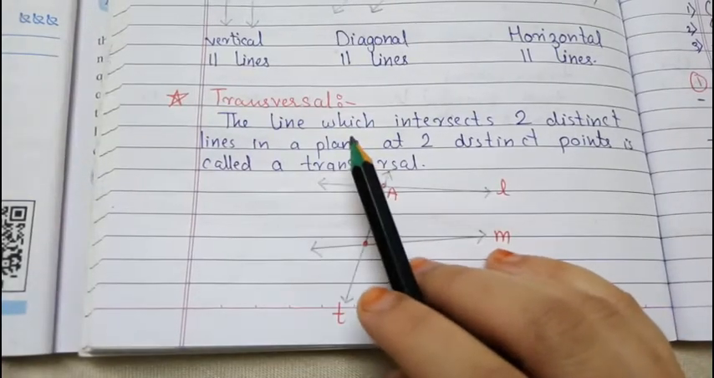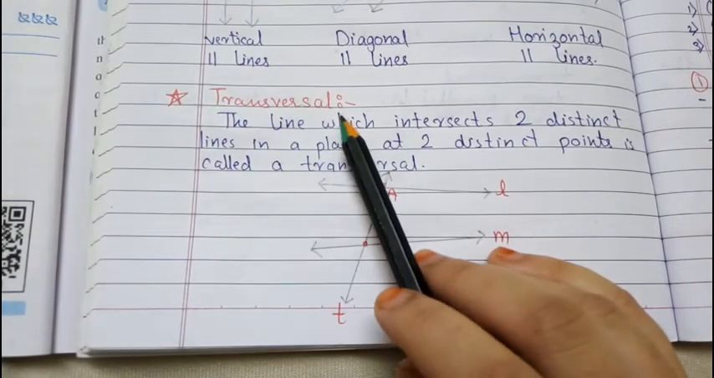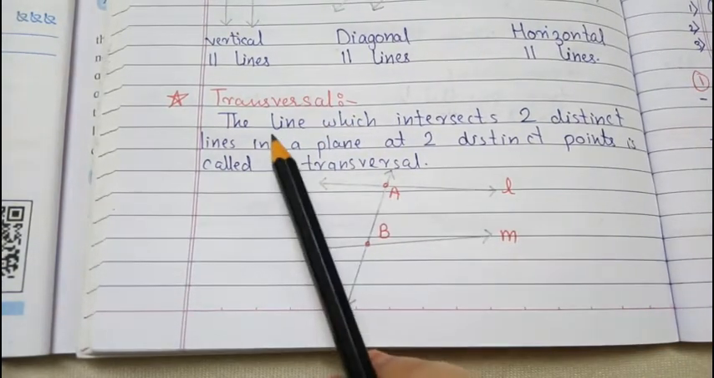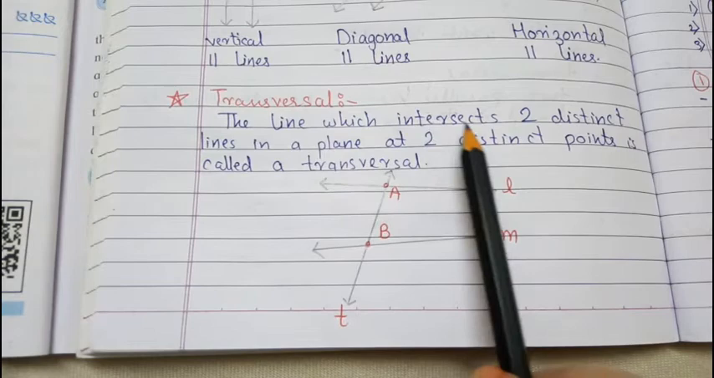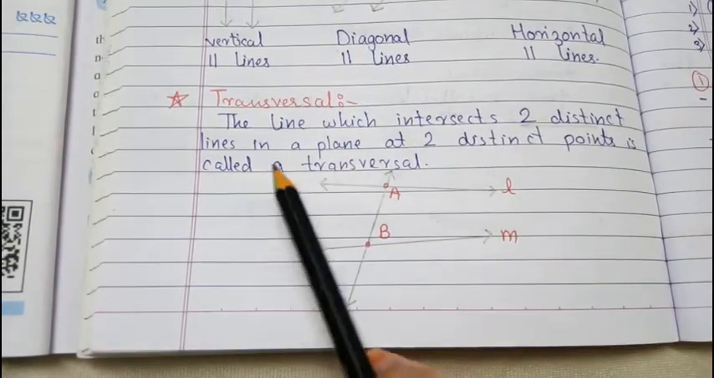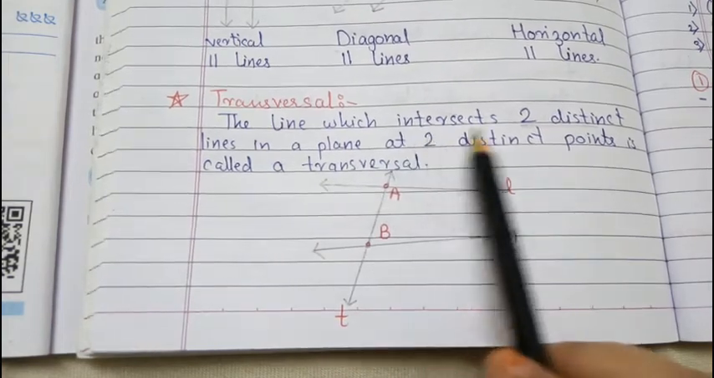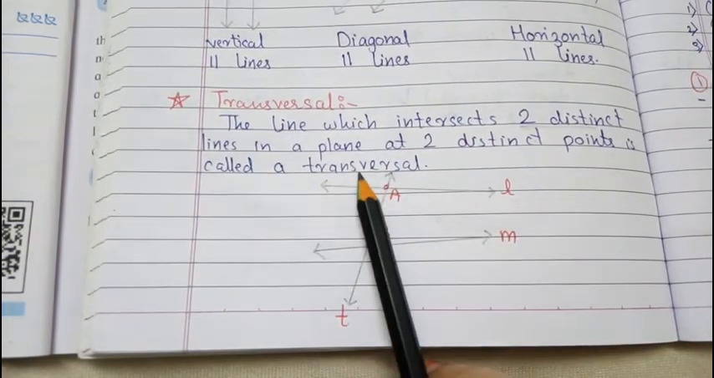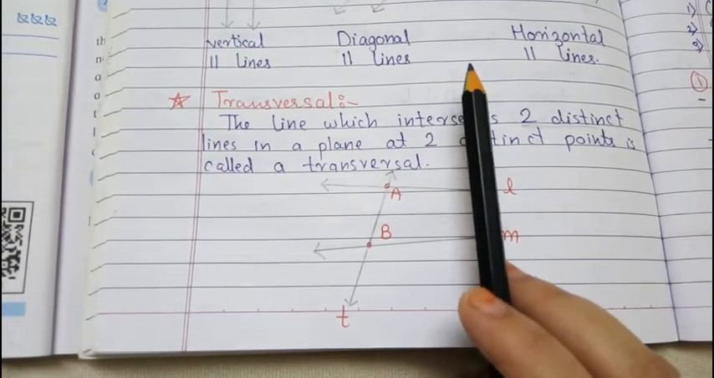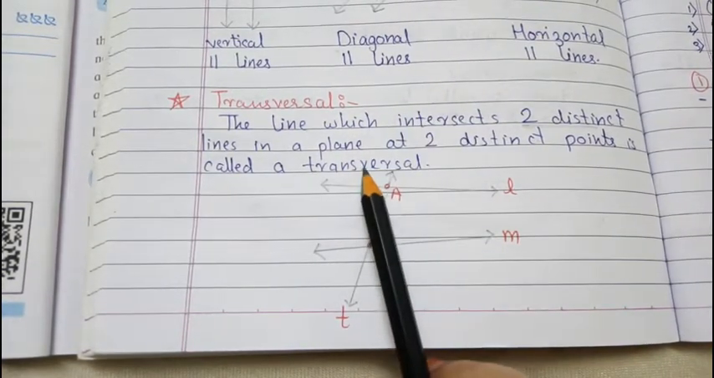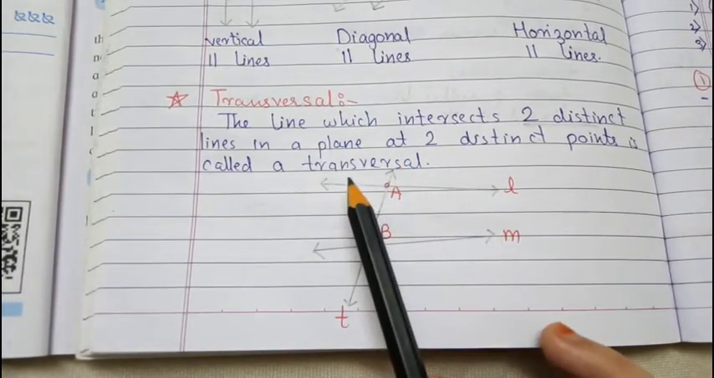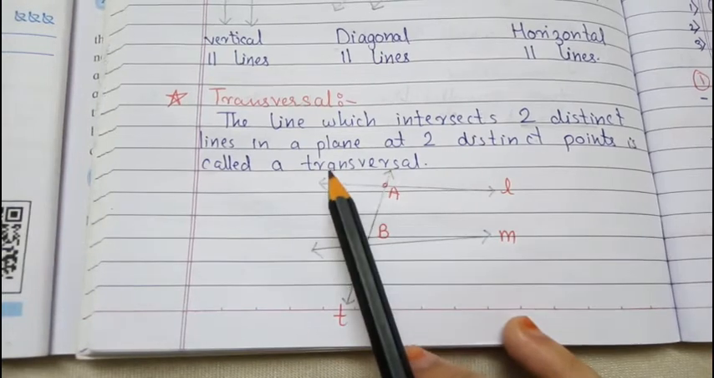Students, now after parallel lines we have the transversal. Now let's see what a transversal is. A transversal is a line which intersects two distinct lines in a plane at two distinct points. For parallel lines there should always be one plane, and the transversal line should also be on the same plane. The parallel lines also should be on one plane.